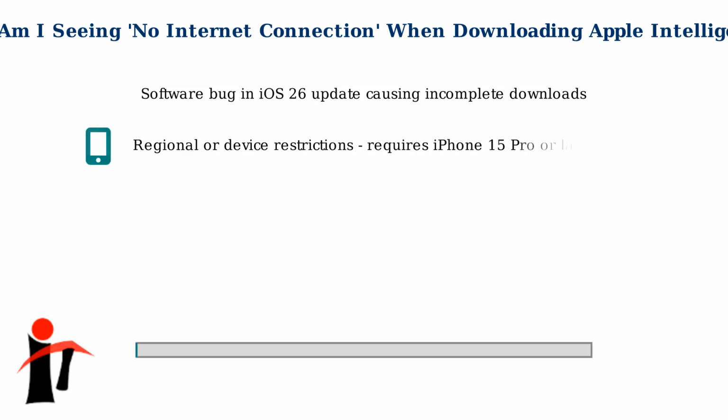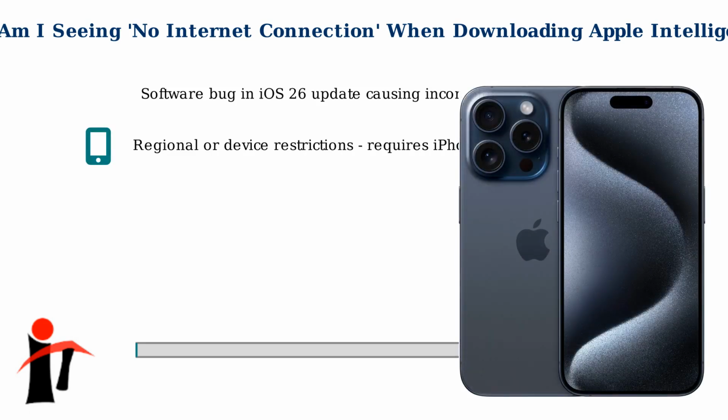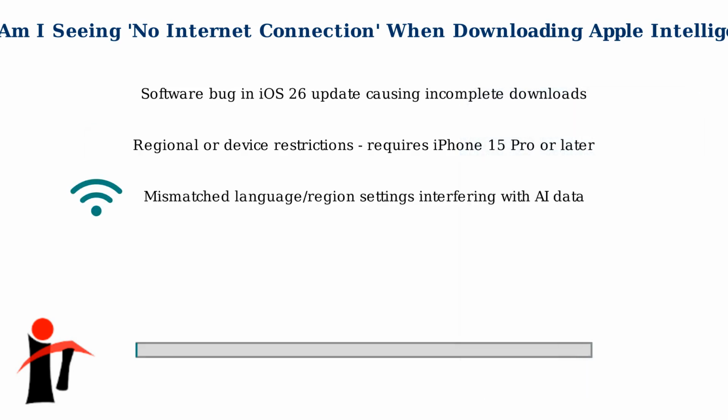Another reason could be regional or device restrictions. Apple Intelligence isn't available on all devices or in all regions yet. It generally requires an iPhone 15 Pro or later. Also, mismatched language and region settings can interfere with the download because Apple Intelligence relies on localized AI training data.